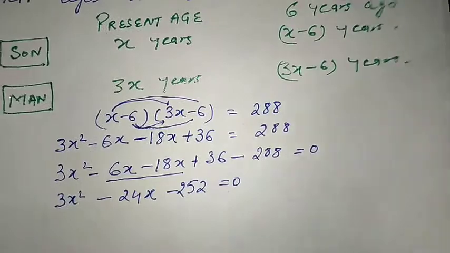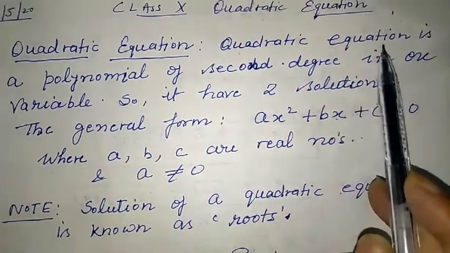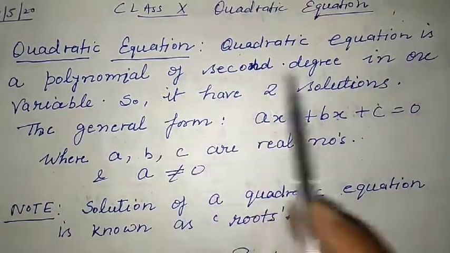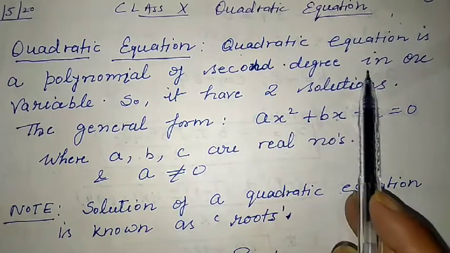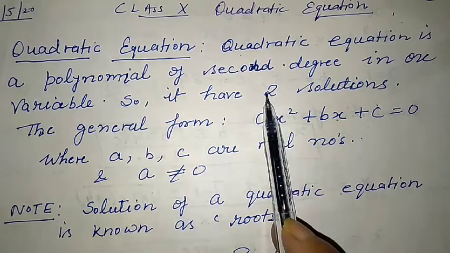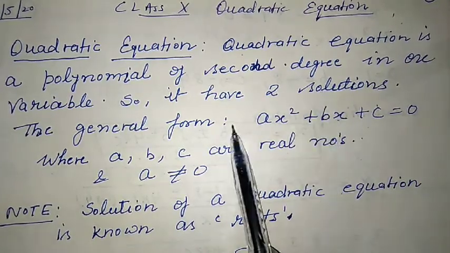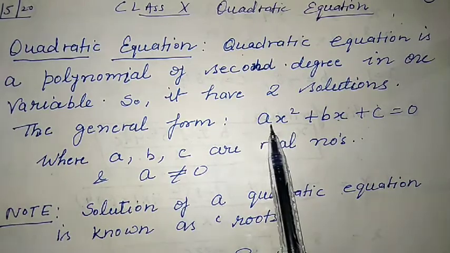So we can see here the degree of this equation is 2. So we can define the equation now. This is the quadratic equation. A quadratic equation is a polynomial of second degree in one variable. So how many maximum solutions does it have? 2 solutions. So this is the general form of the quadratic equation.